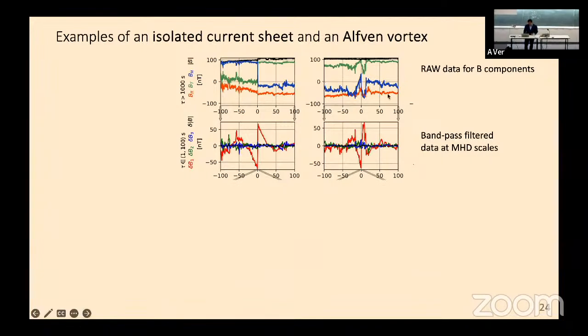On the right-hand side, this panel shows an example of an Alfvén vortex. It is even better observed after the filtration of the data when we keep only the MHD fluctuations. If we apply bandpass filtering, removing all the frequencies below 1 hertz and above 100 hertz, this shape is consistent with the crossing of the Alfvén vortex.